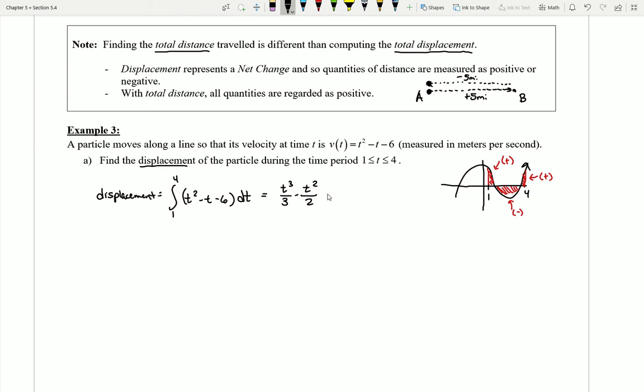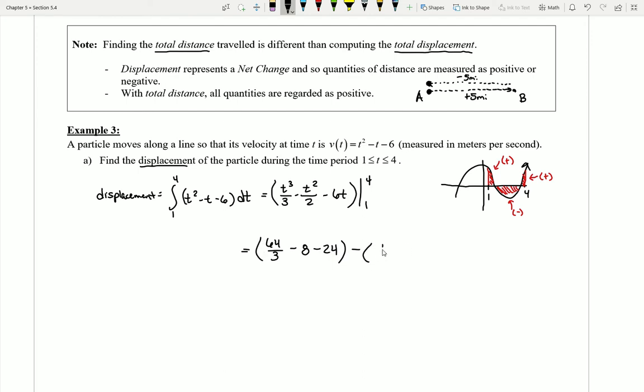Minus a t squared over 2 minus a 6t, and I just have to evaluate from 1 to 4. So this is a little bit clunky to work through. There's some kind of ugly numbers here, but it's not too terrible. 4 to the third power is going to be 64. 4 squared is 16. 16 over 2 is 8. And then here I get minus 24.